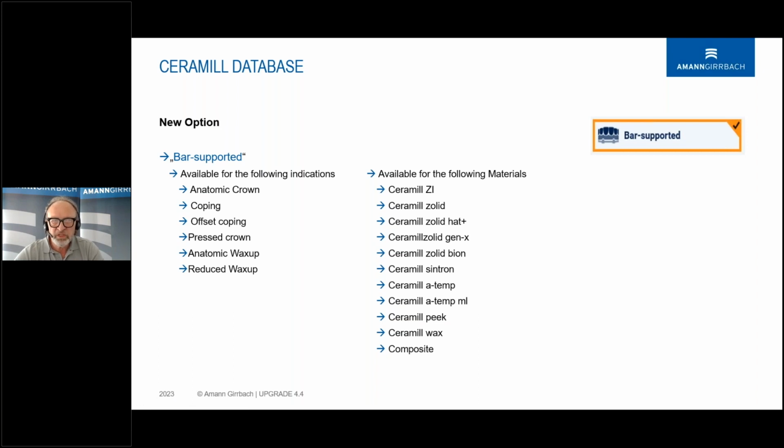The other option is bar supported. Bar supported means a construction over this overdenture construction. That means some teeth maybe, or a try-in, or something else. Here is the indication, and here are some materials for that. It will be clear two slides ahead.